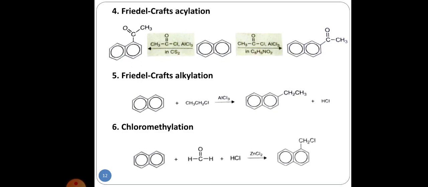Coming to the sixth reaction, chloromethylation. Naphthalene reacts with formaldehyde and hydrochloric acid in the presence of zinc chloride to form 1-chloromethyl naphthalene.